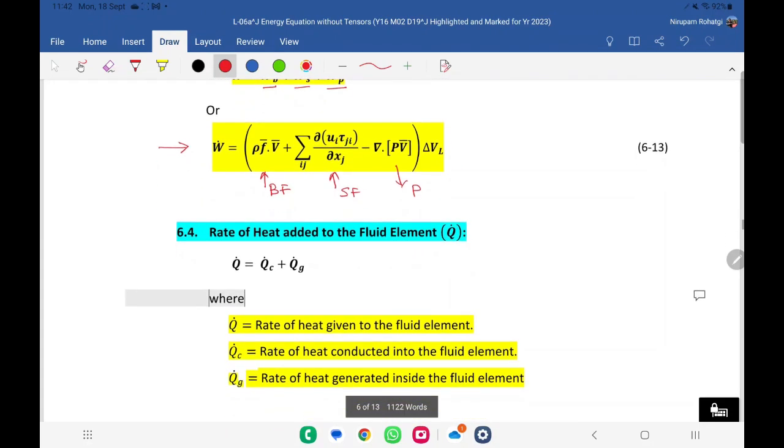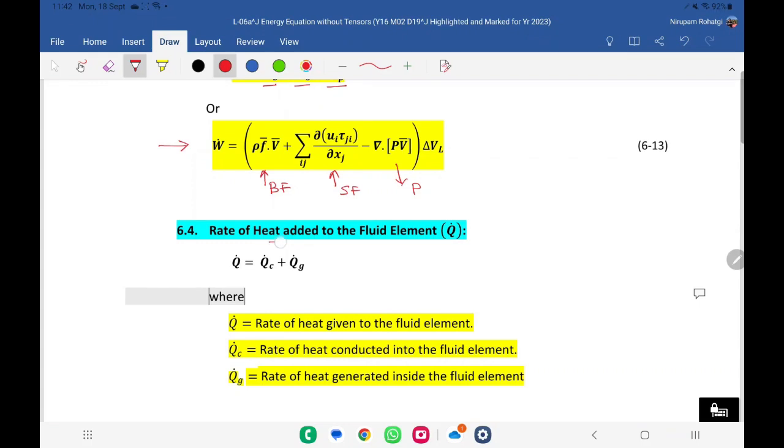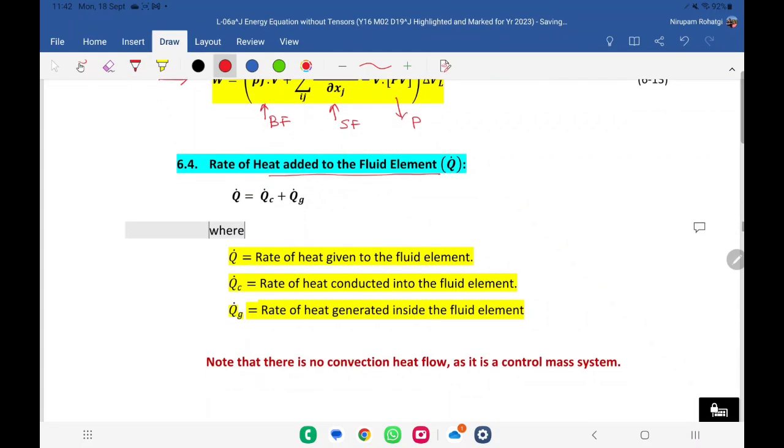Now the rate of heat being added to the fluid element. Again there are two components. One is the heat being conducted in, and one is called the heat generated inside. Now heat being conducted in is actually a diffusion process. So we will talk about this later on.